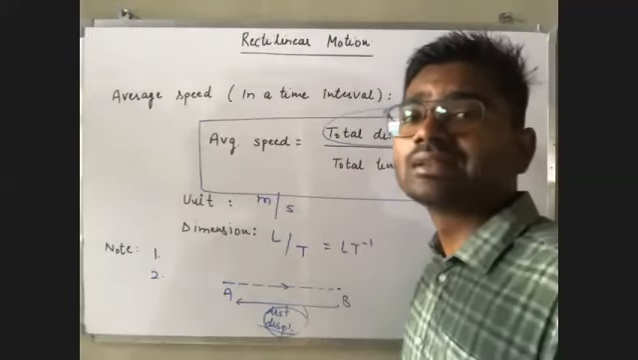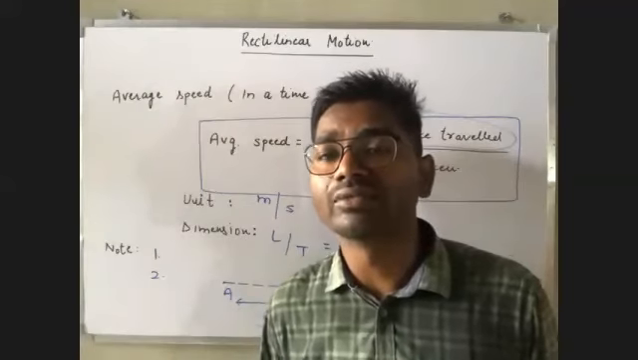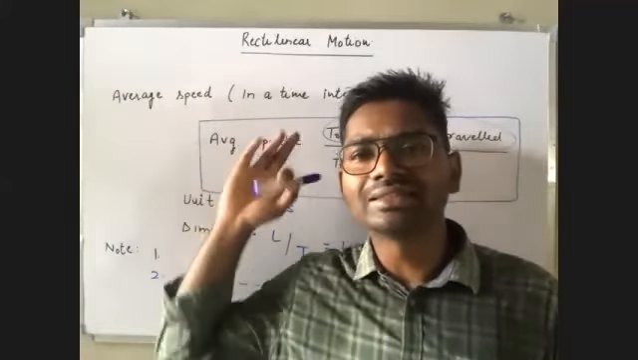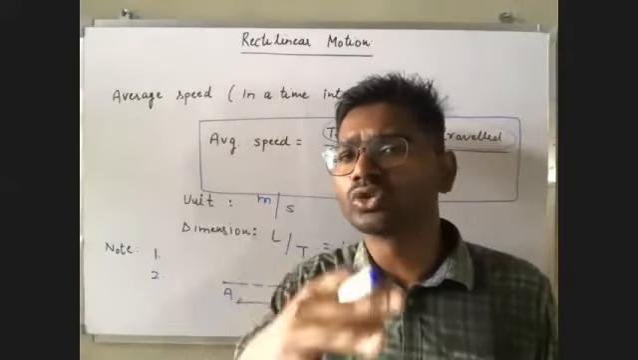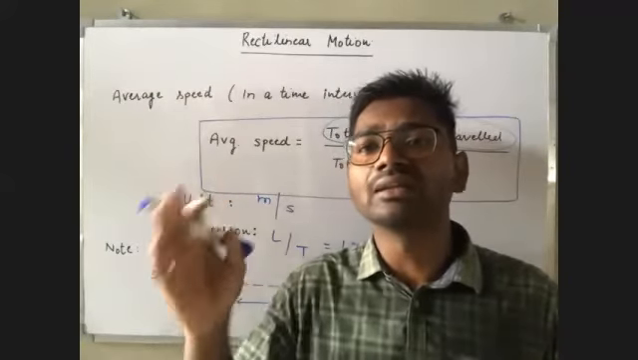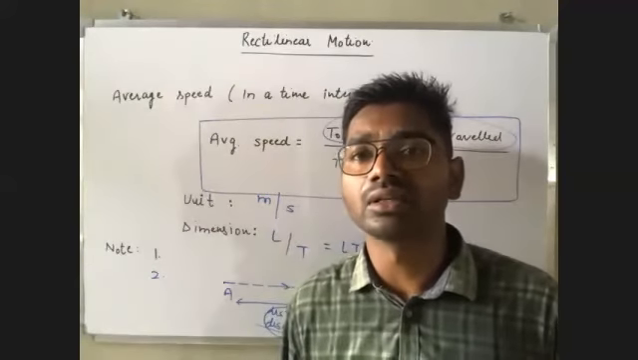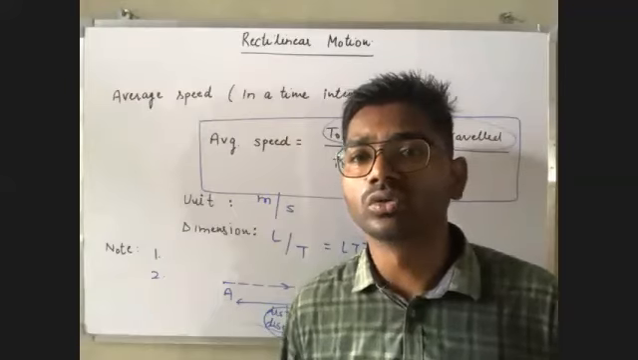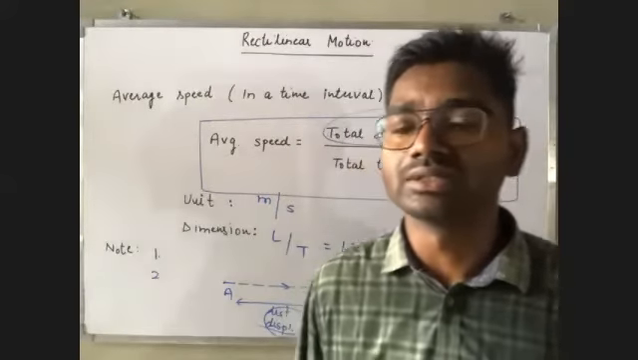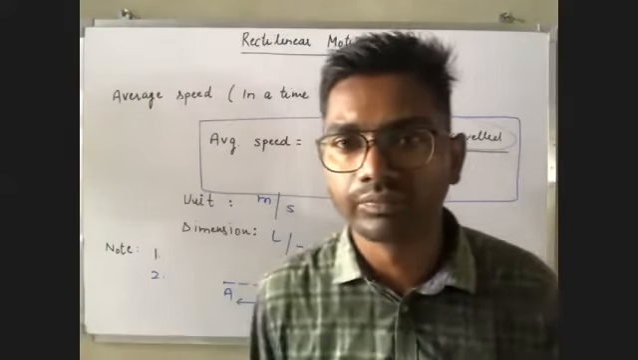And third, they are saying that in general, the average speed is more than the average velocity. Why? Because average speed is distance traveled, and distance traveled in general is greater than or equal to the displacement, and because of that, average speed will always be greater than the average velocity. Is it clear now? All three notes clear to everyone? Guys, is it clear? Okay.